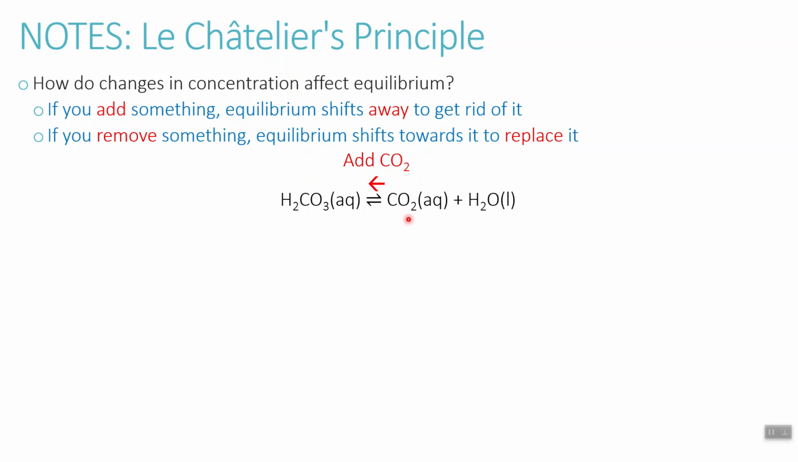What if we remove CO2? If we take CO2 away, the equilibrium is going to shift to replace that carbon dioxide that was removed. So if you add, you shift away. If you remove, you shift to replace.